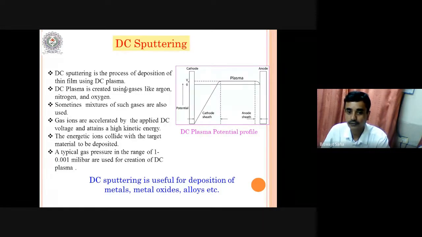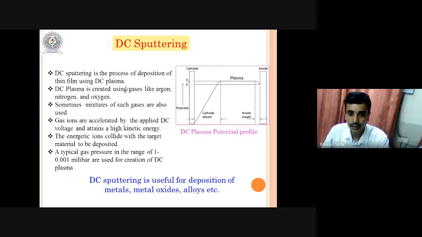Sometimes a mixture of oxygen and argon is created, because oxygen molecules cannot create a good plasma efficiency. That is, the sputtering yield sometimes becomes very low for oxygen. So if it is accompanied with argon, argon can create a high plasma yield. Efficiency is higher. So argon-oxygen mixtures are sometimes used for reactive sputtering.